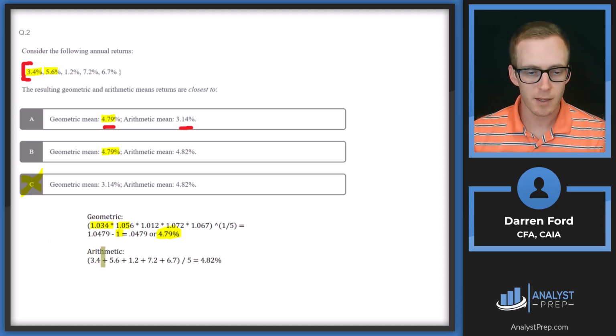And then for arithmetic, the biggest difference here is we're just taking all these and doing a simple average. So we're just going to divide by 5. So it's just all these return streams added up, gives us 4.82%. So that's going to line up between A and B. That's going to line up with answer B. 4.79 on geometric and 4.82 on arithmetic.